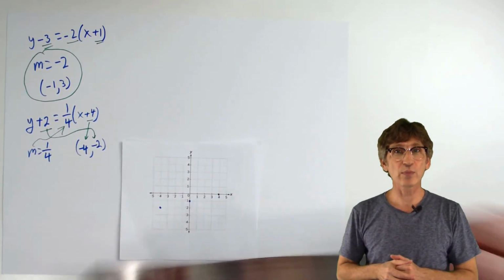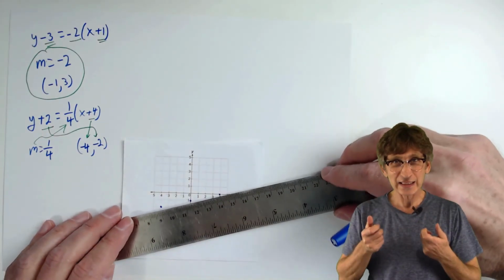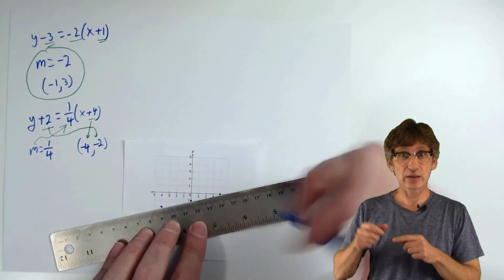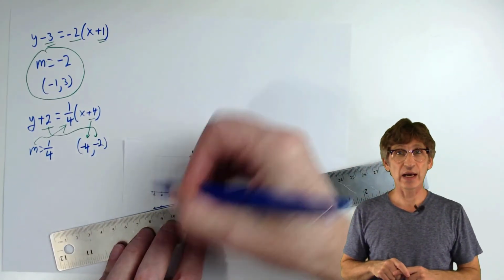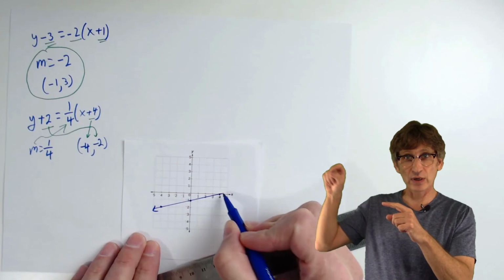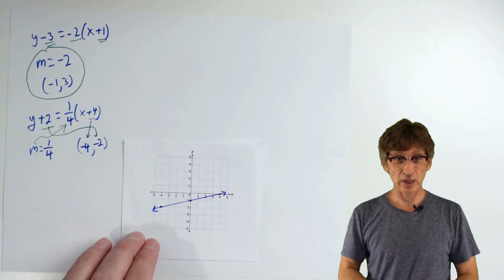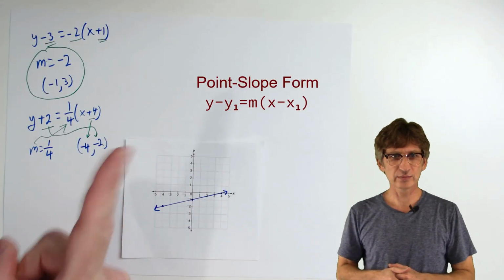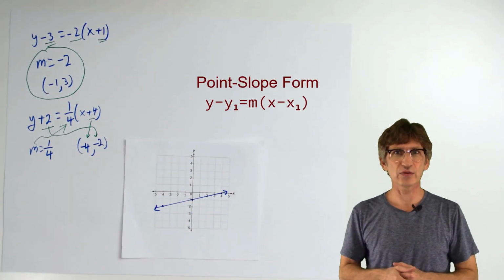So from the point-slope equation, we got the slope, we got the ordered pair. We use that ordered pair to plot a point on the graph. We use the slope to see where that line would go, and then we drew the line. Yeah, that's the way to do it. That's the way to graph using point-slope form.